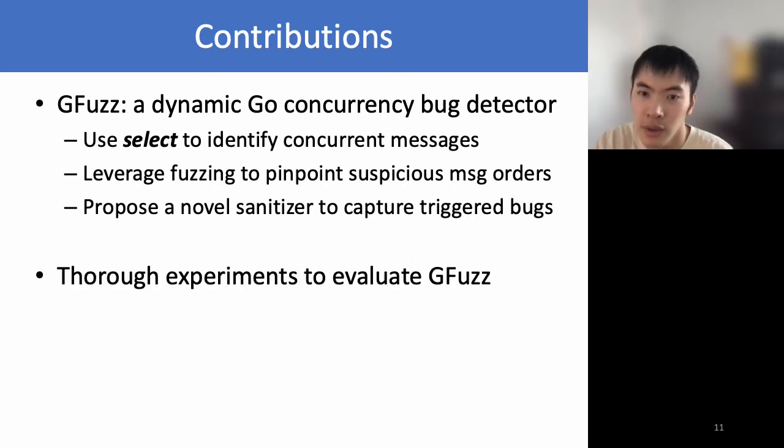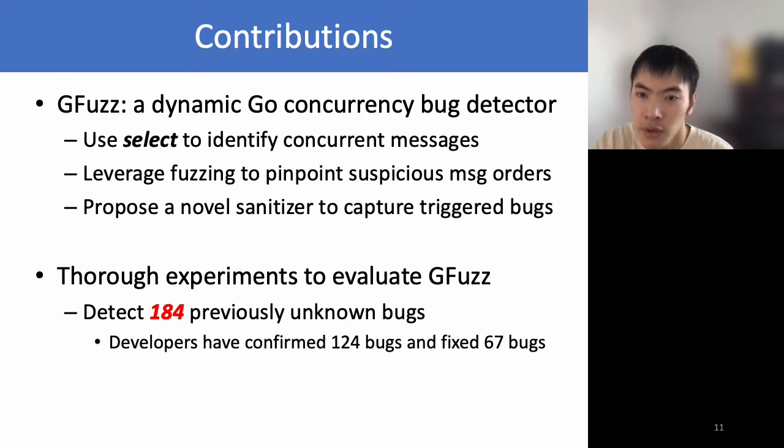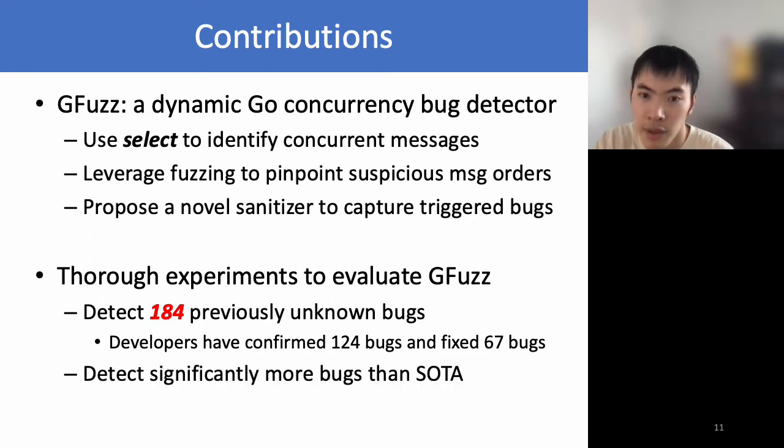We conduct thorough experiments to evaluate GFAS. In total, GFAS detects 184 previously unknown bugs in famous Go open source software. We report all the bugs to the programmers. Programmers have already confirmed 124 bugs as real bugs and fixed 67 of them based on our reports. We compare GFAS with the state of the art, and it can detect significantly more bugs.